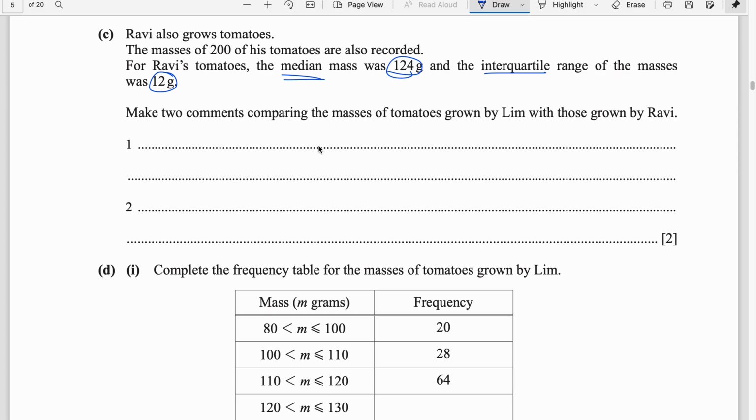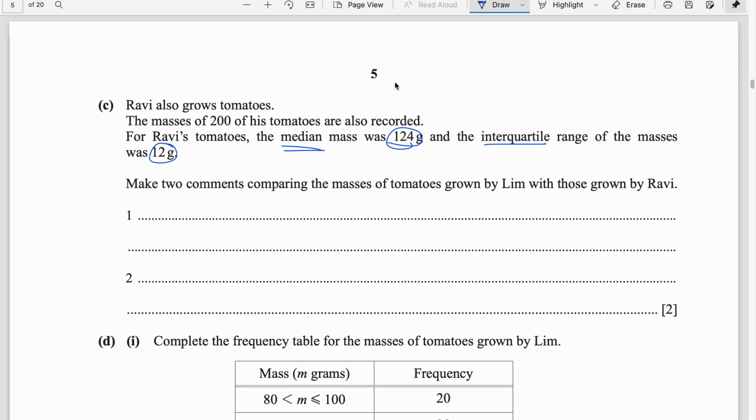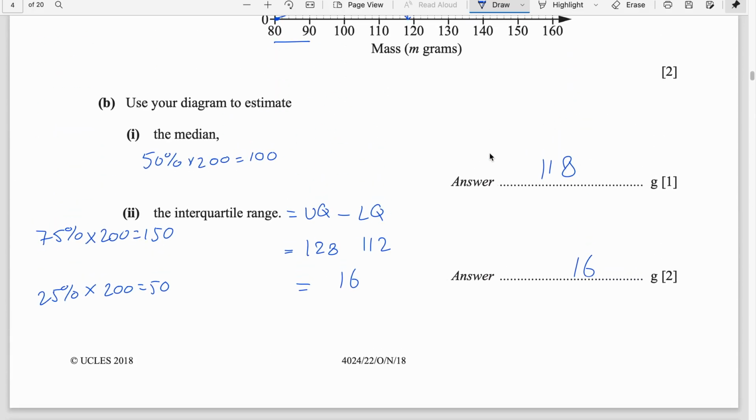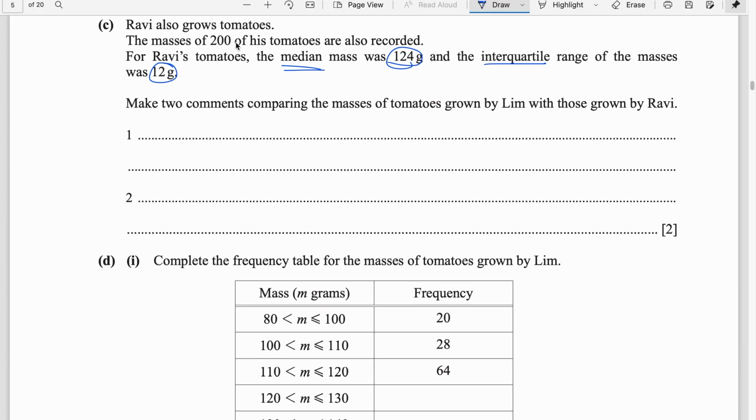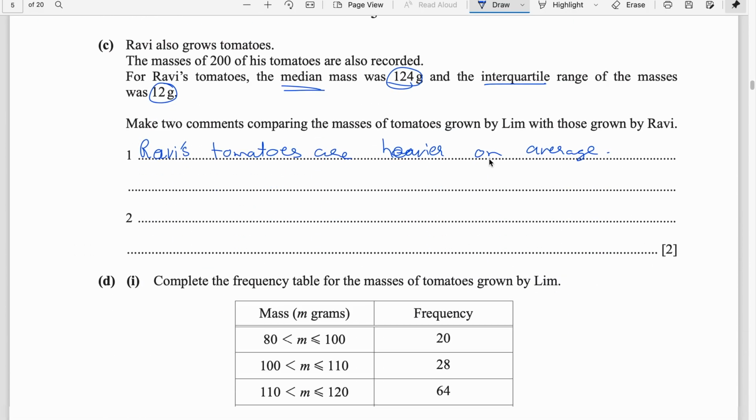So one of the comments we can make is the median mass is 124. Previously the median mass was 118. So I can say Ravi's tomatoes are heavier on average. And second comparison, if you look at the interquartile range, which is 12 grams, previously it was 16 grams.